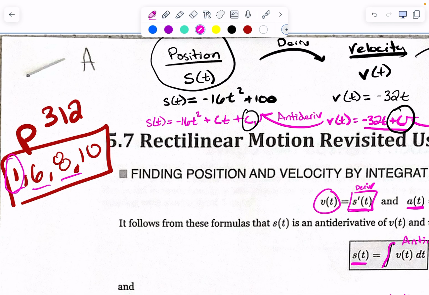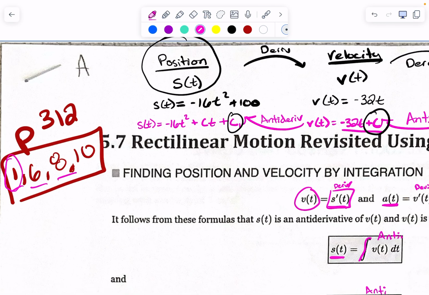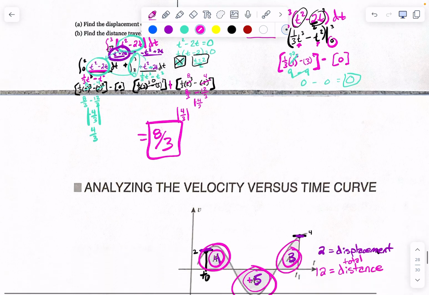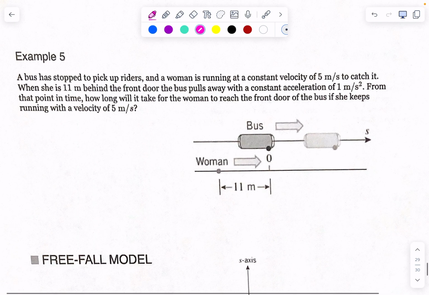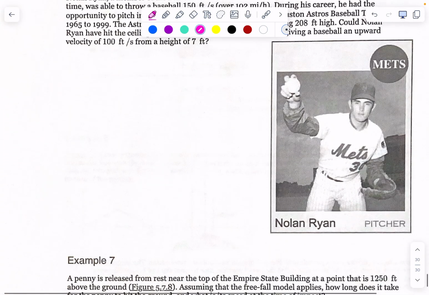Okay, and then I also need to do 5, 7. You don't have to do the plus C part. What page is it? 303. Okay, there we go. We're done with that stuff. All right.